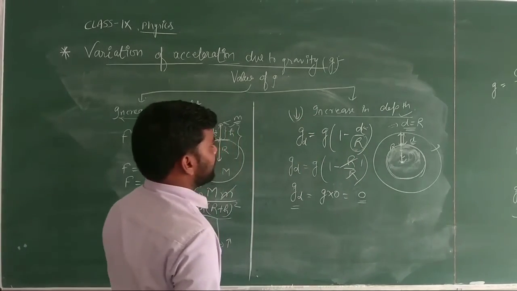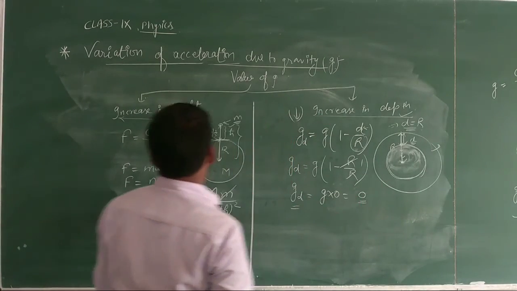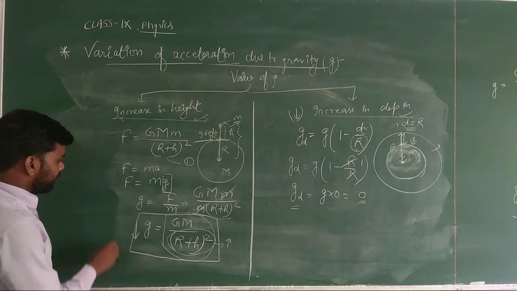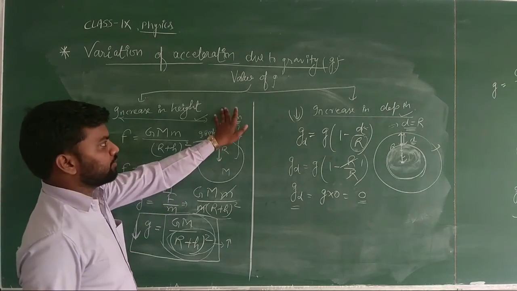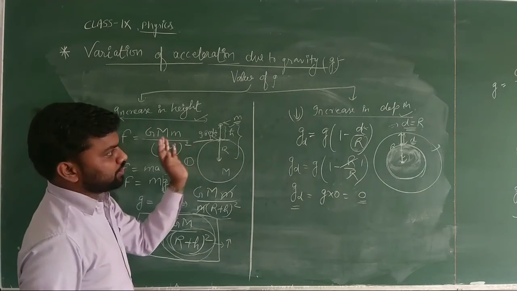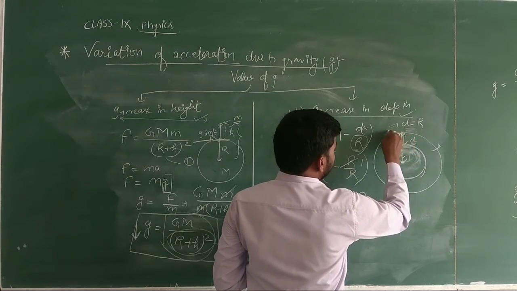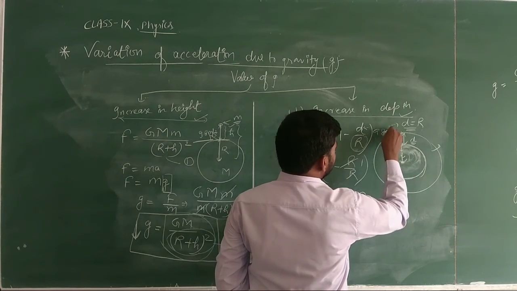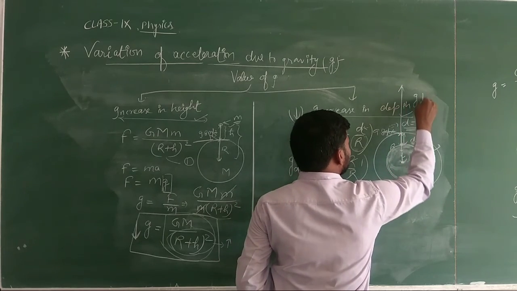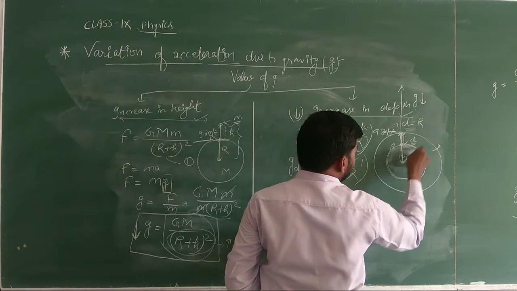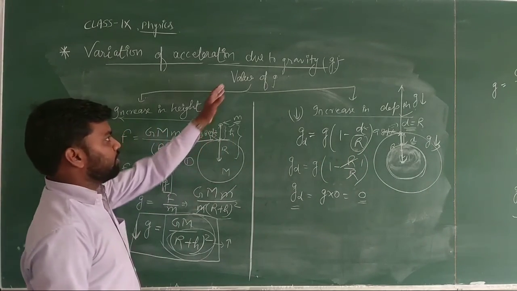So the value of g decreases whenever we go inside the earth, and the value of g also decreases whenever we go in the upward direction of the earth. So it depends on both the cases, but at the surface of the earth the value of g is fixed. It is 9.8 meter per second square. That means if we go up, the value of g decreases, and if we go into depth, the value of g also decreases. So these were the cases of the value of g.